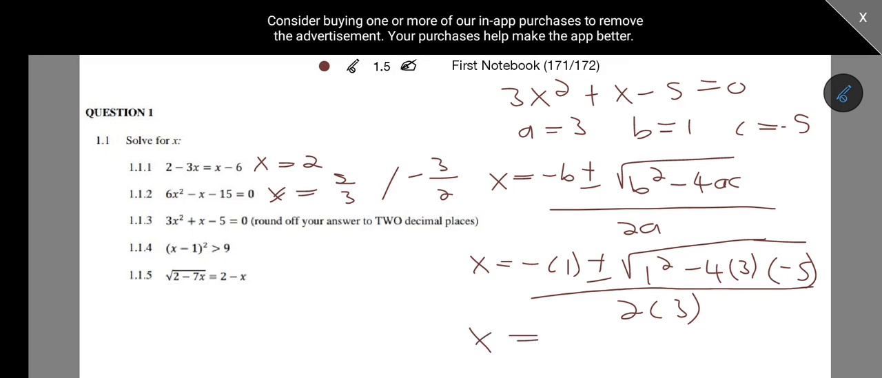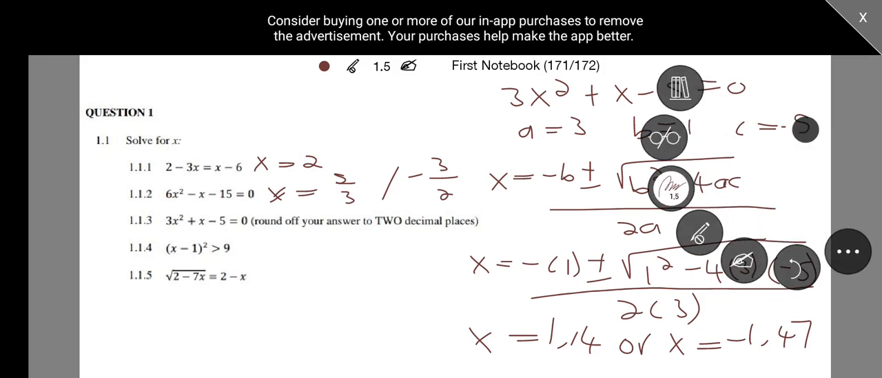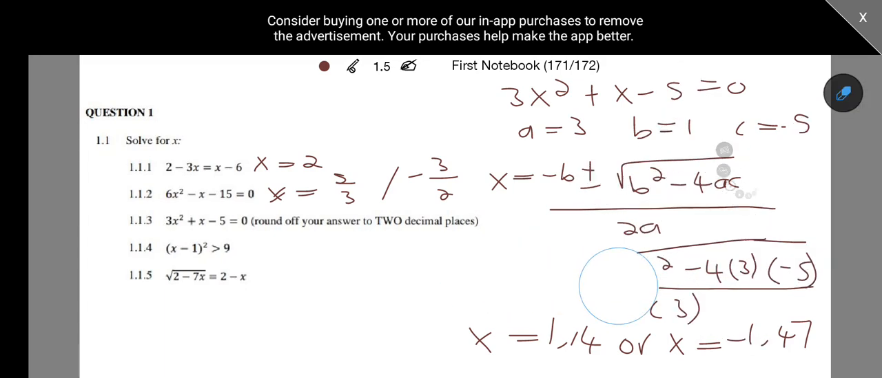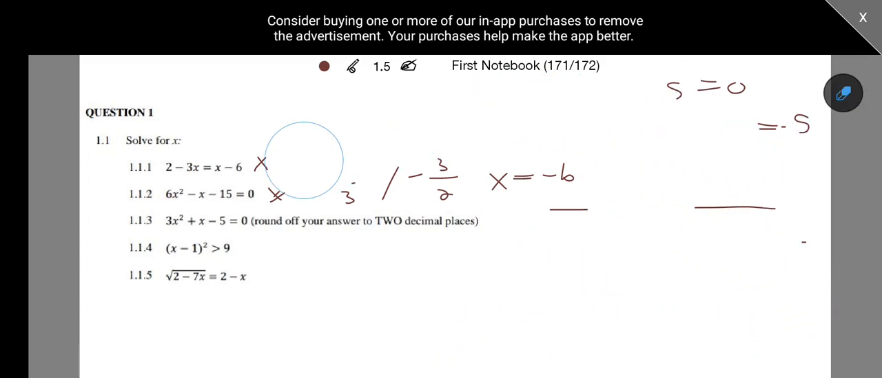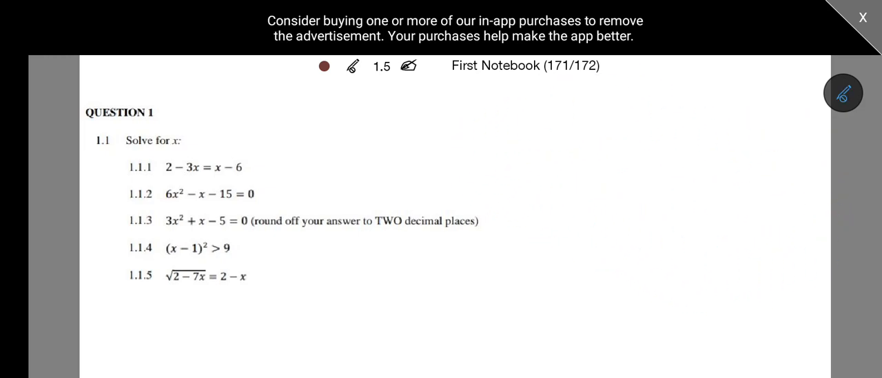Then at the end, we must observe that our x value here is equal to 1.14, or our x value is equal to negative 1.47. So make sure you are able to do this, right? And round your answer to 2 decimal places, because they said 2 decimal points, right? Don't round to a number of decimal places which is not required of you, right? So that is all for that question.